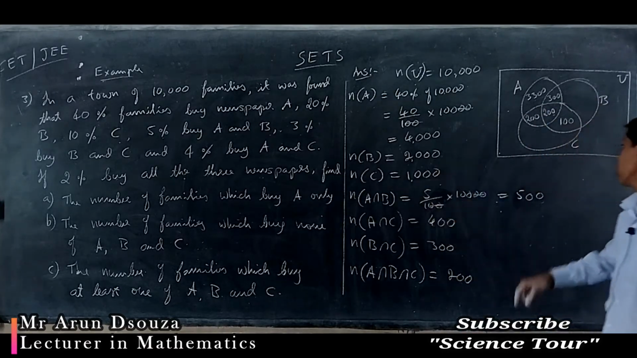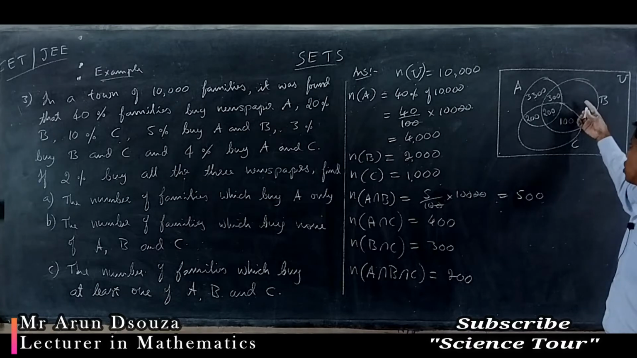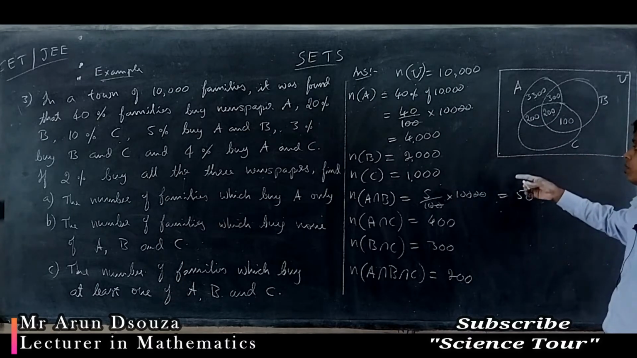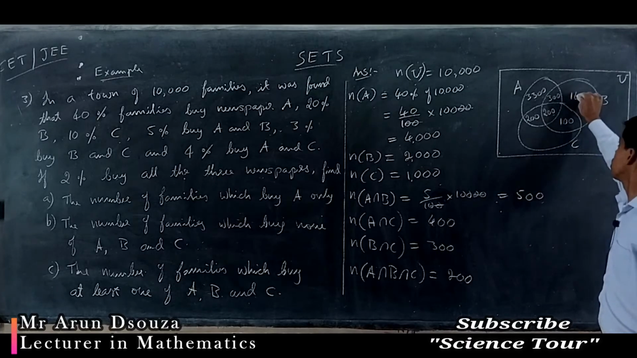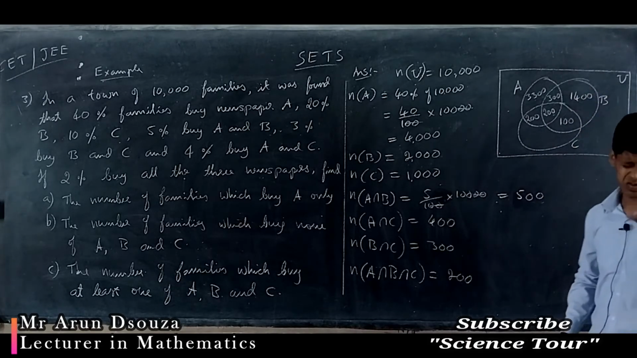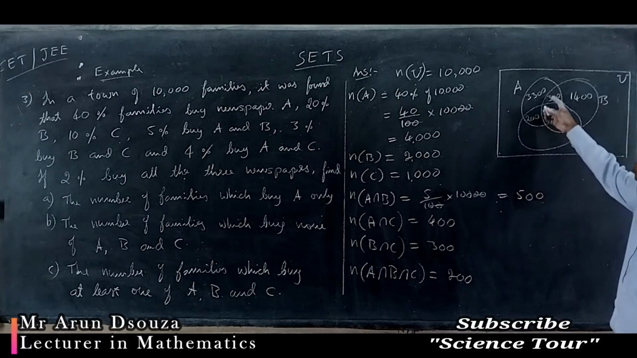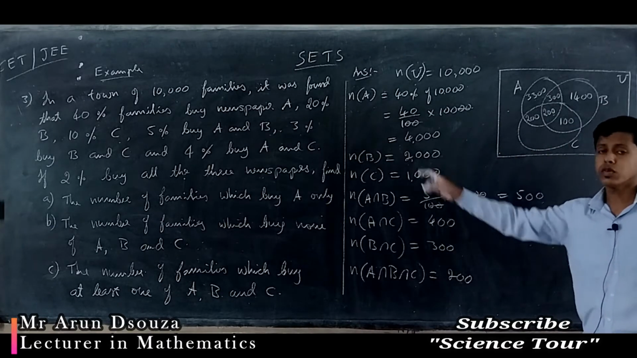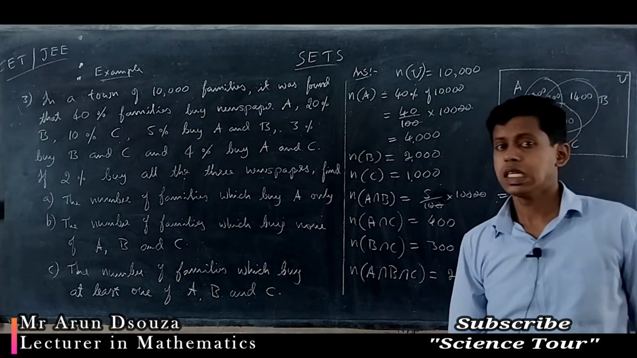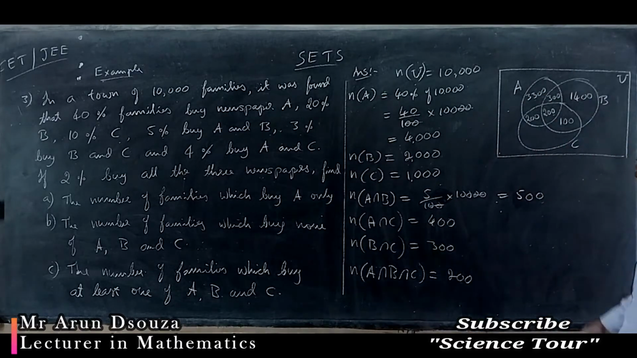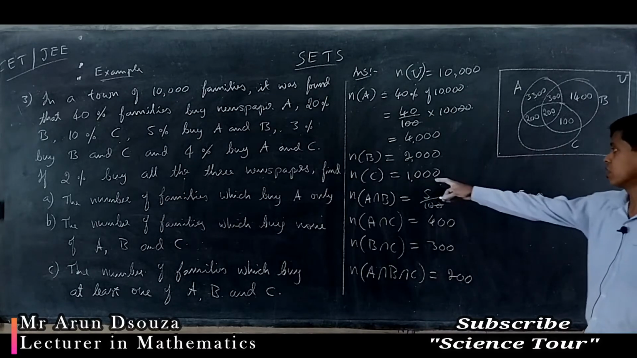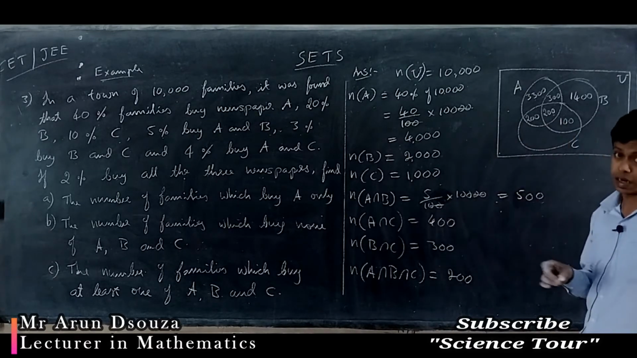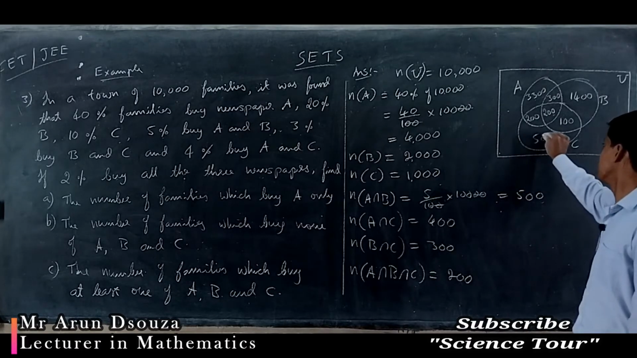Well, next, n of B. N of B is 2,000. Out of 2,000 you have to subtract 600, because 500 plus 100 is 600. 2,000 minus 600 is 1,400. Then n of C is 1,000. Out of 1,000 you have to subtract 500. So 500 will be here.